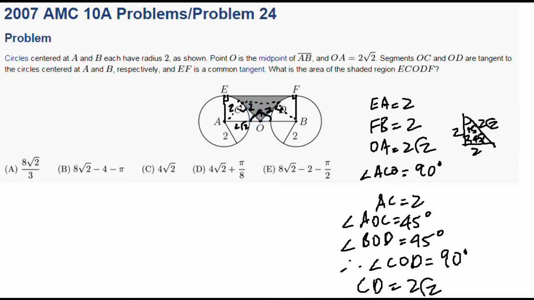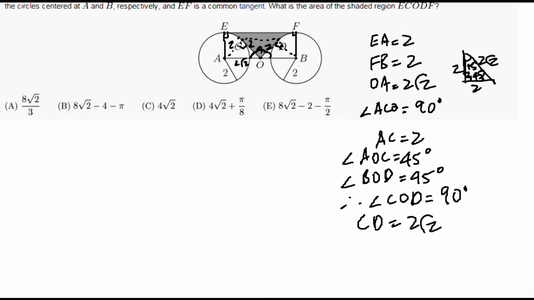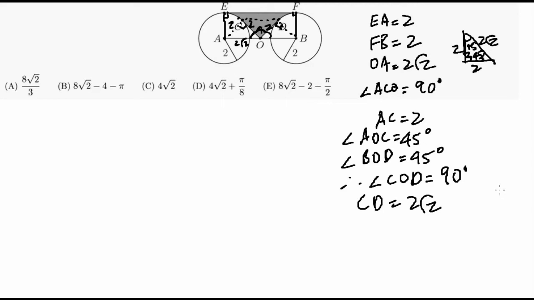And of course, with two legs of 2 in a right triangle, that means the hypotenuse is 2 root 2. You can just use a squared plus b squared equals c squared for that. Okay. What's the area of that triangle?